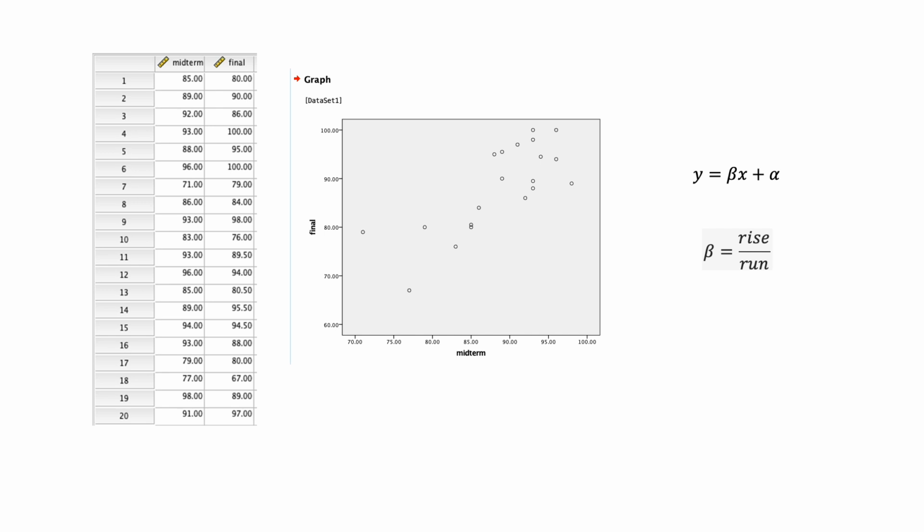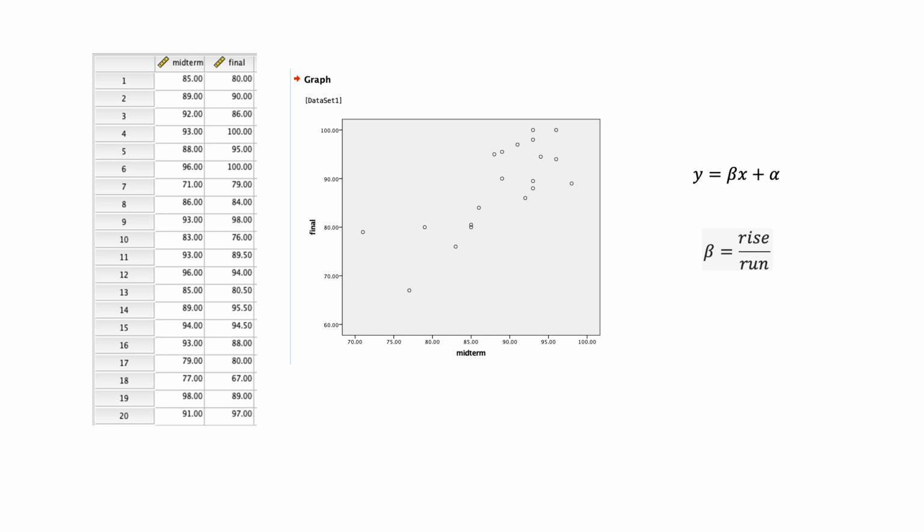Once again, this is the y-intercept, which when we looked at this in algebra was a b. So y equals beta x plus alpha, y is equal to some slope times x plus some y-intercept. Keep in mind that the slope, beta, is equal to rise over run. So beta refers to how much y should change for every 1 unit change in x.